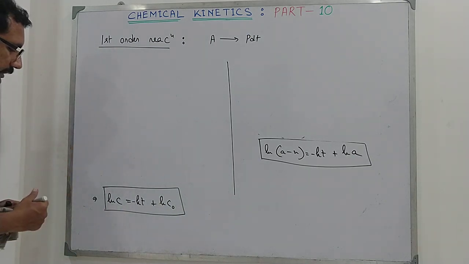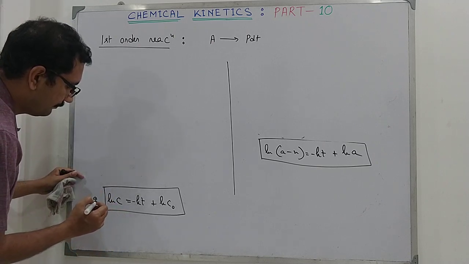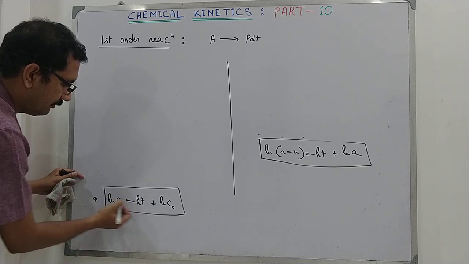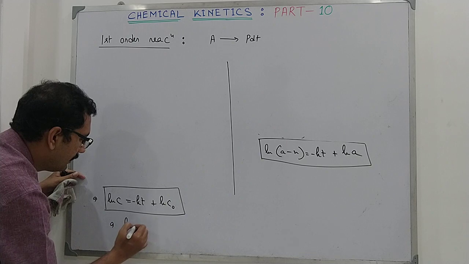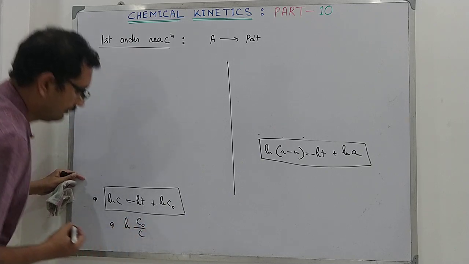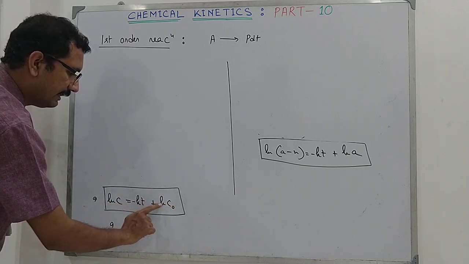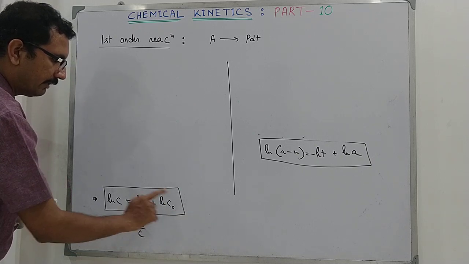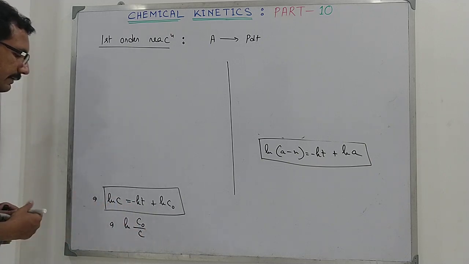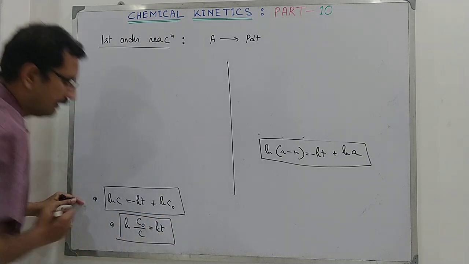Now another form of this integrated rate equation is, here we take this to the right hand side and minus KT to the left hand side. So we will have ln C0 by C. Be careful, we are taking this one to the right hand side, so that will be ln C0 minus ln C. So ln C0 minus ln C will be ln C0 by C, and we are taking minus KT to the left hand side. So this will give this relation.